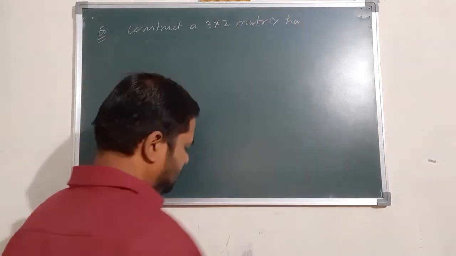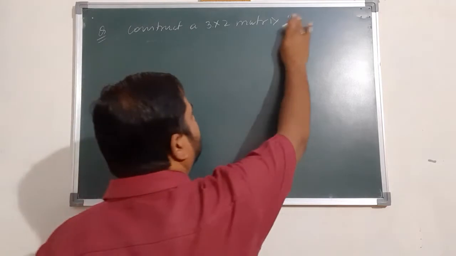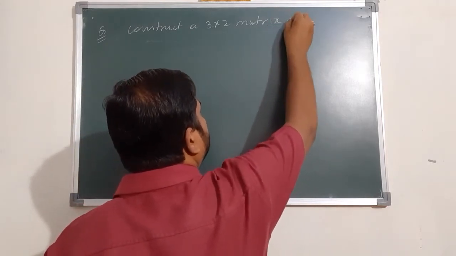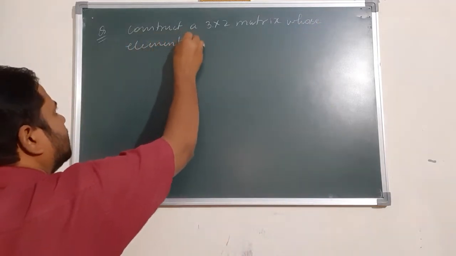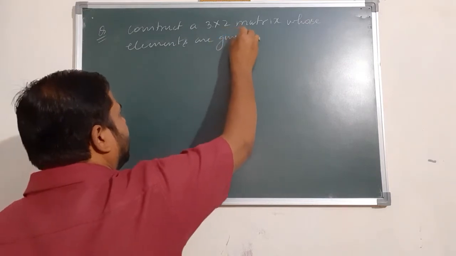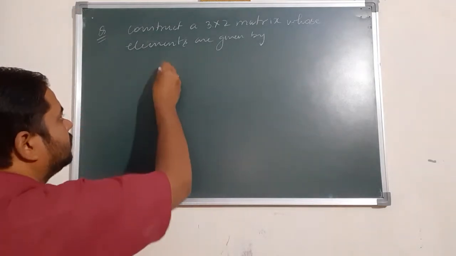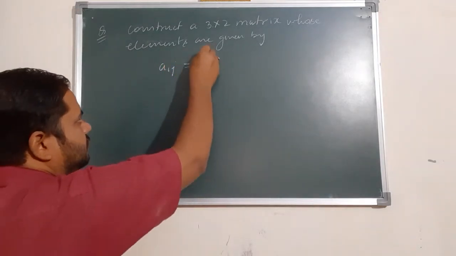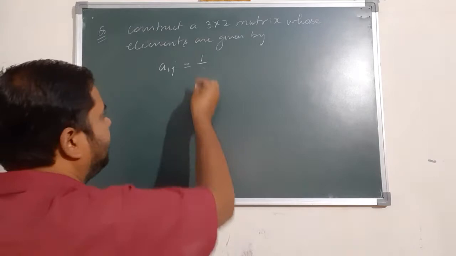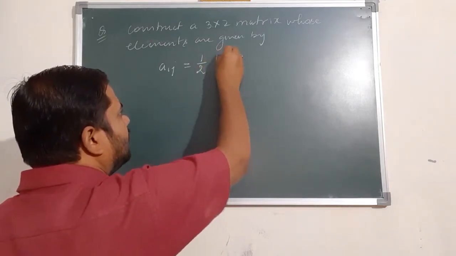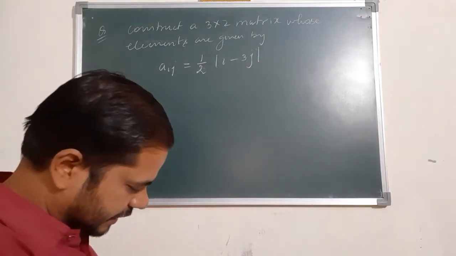Question is: construct a 3 cross 2 matrix whose elements are given by Aij equals 1 by 2 mod of i minus 3j.